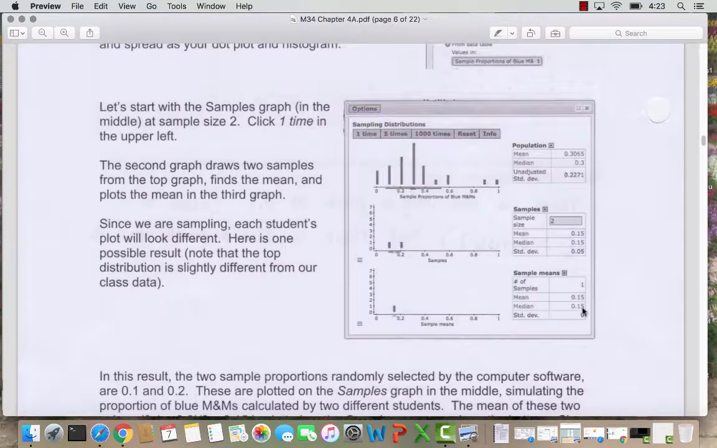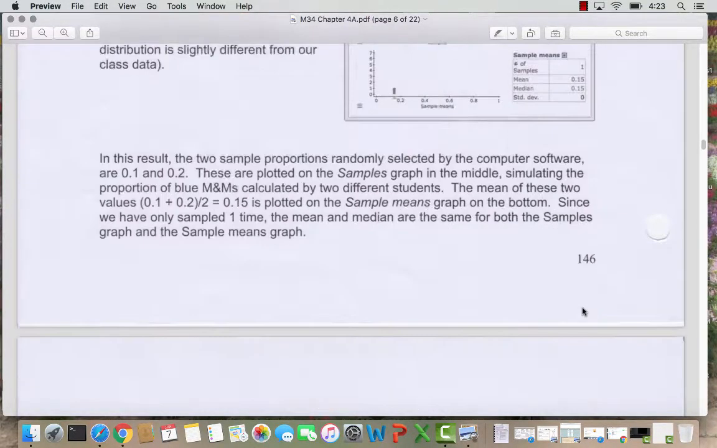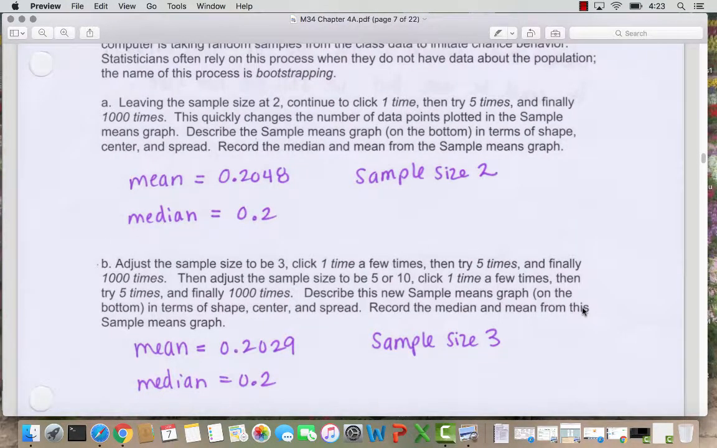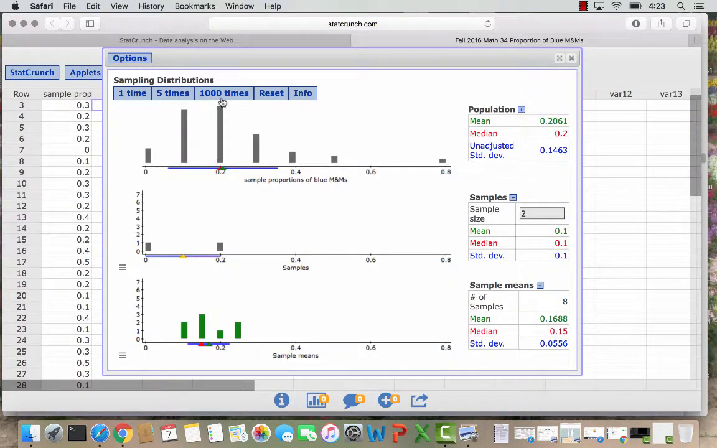So each time we do this, we're going to get different results because it's a computer simulation. So you could try it with this data file at home or write down your own random draws of M&Ms and create your own data file and try it. So now we've left the sample size at 2. We clicked 1 time, we clicked 5 times a few times. Now let's go try and have the computer simulate this 1,000 times for us. So if we do this 1,000 times, we don't get a nice animation because that would take a long time. But we do get a distribution showing the sample means for a sample size of 2.